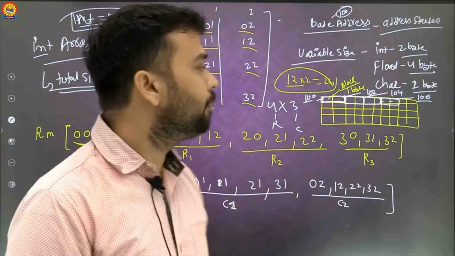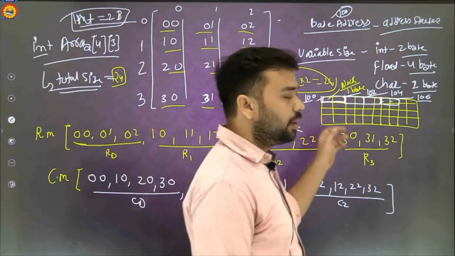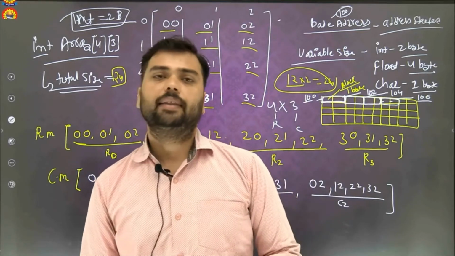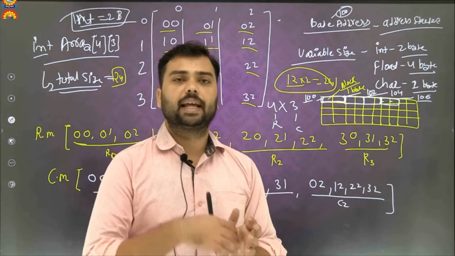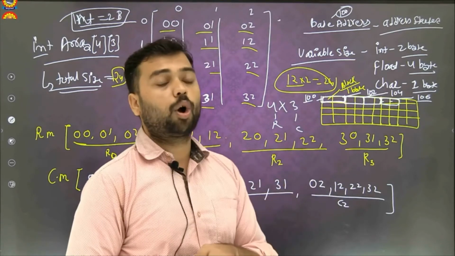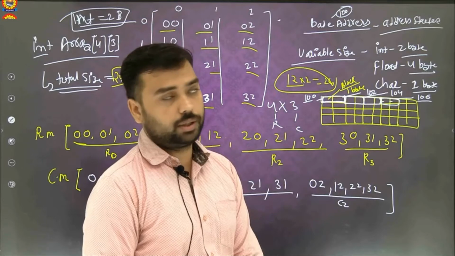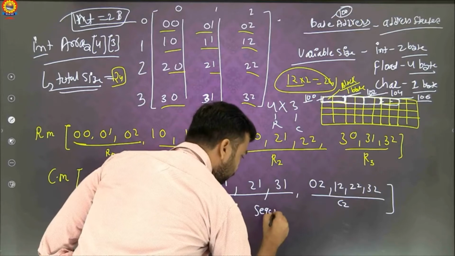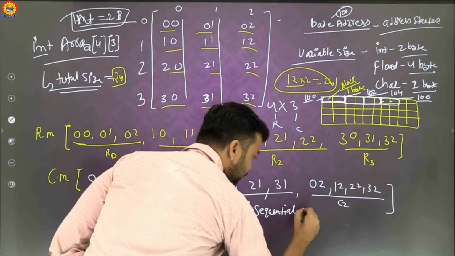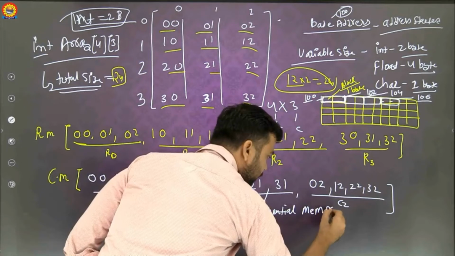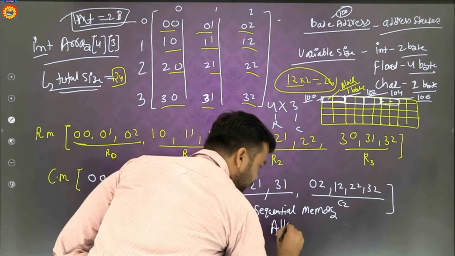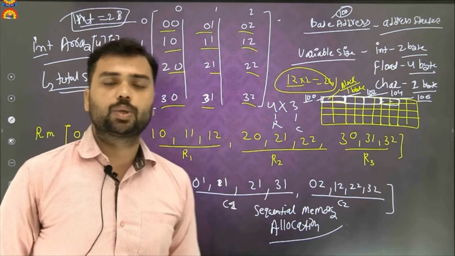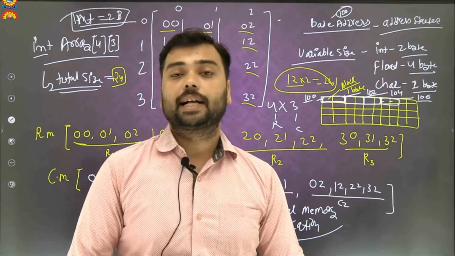In a similar way, suppose you have the base address as 100 and every element of an array takes 2 bytes. Then we just add 2 bytes to the base address, and we get the next element. That's why it is called sequential memory allocation. Sequential memory allocation means one after another, and it is also known as linear.